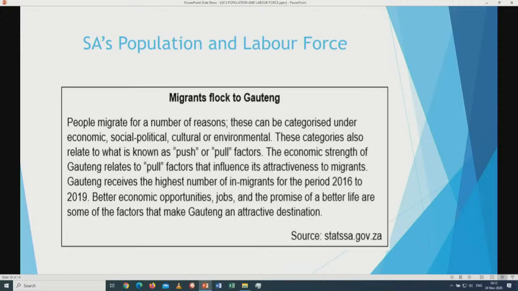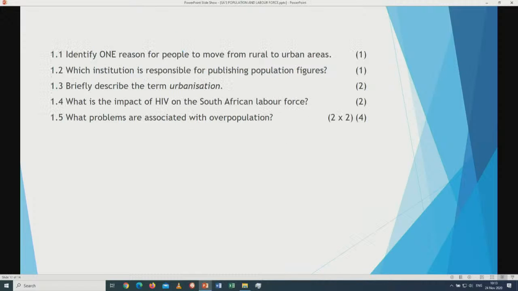Gauteng receives the highest number of in-migrants for the period of 2016 to 2019. Better economic opportunities, jobs, and the promise of a better life are some of the factors that make Gauteng an attractive destination. Right? We've read the extract. Let's look at the questions. There we have 5 questions.